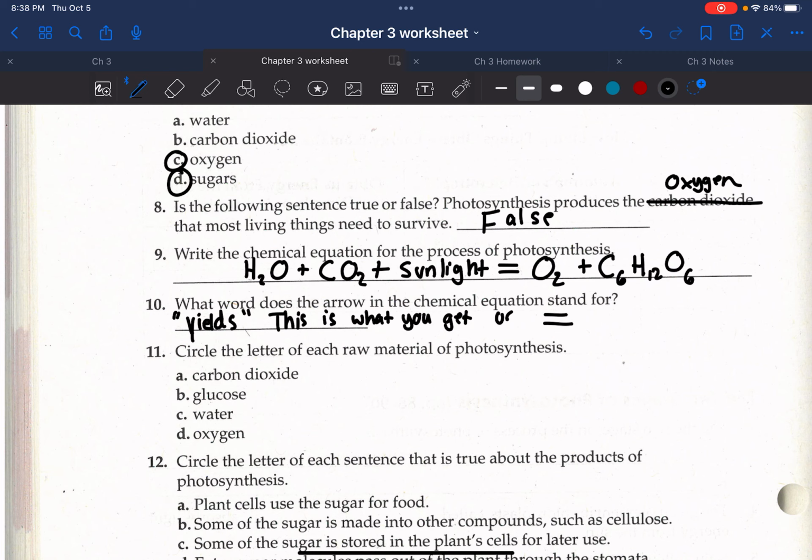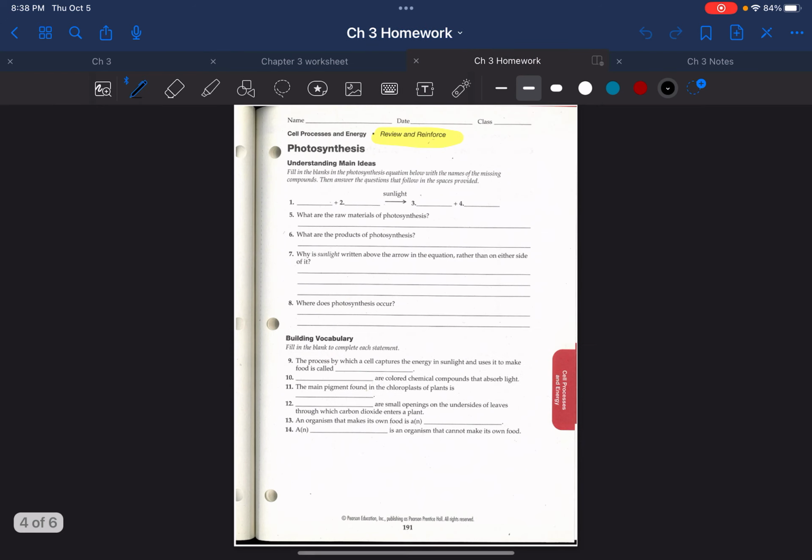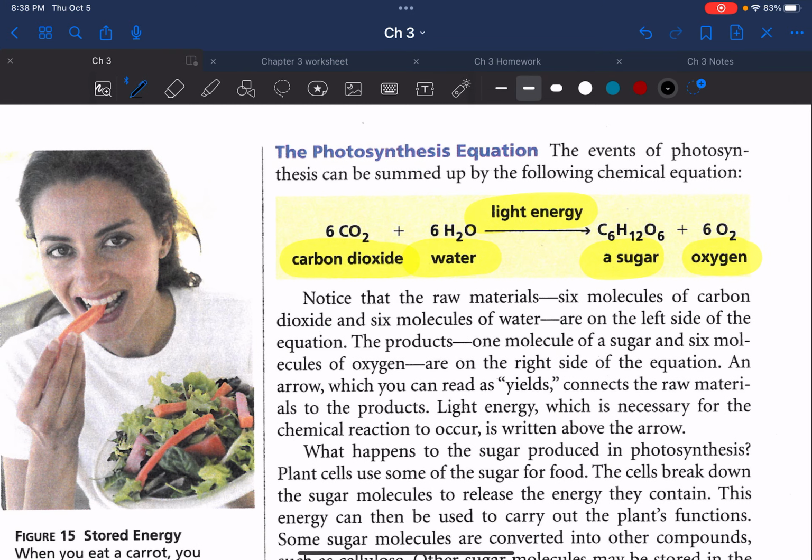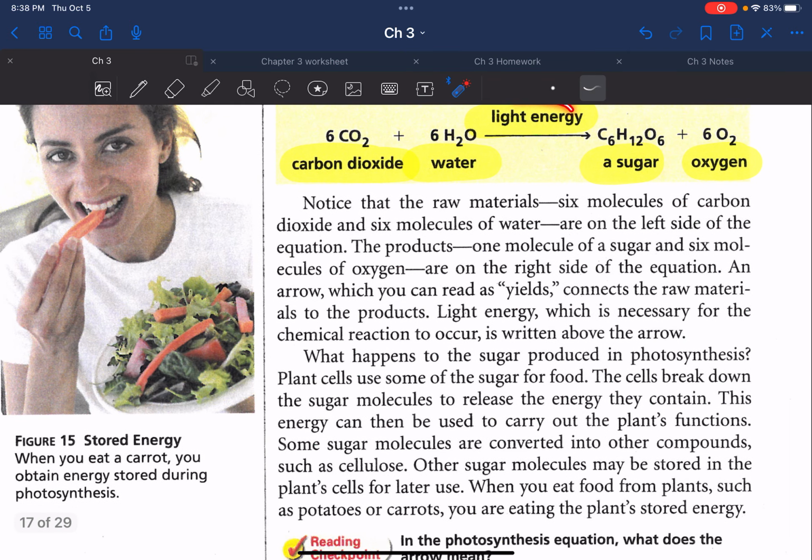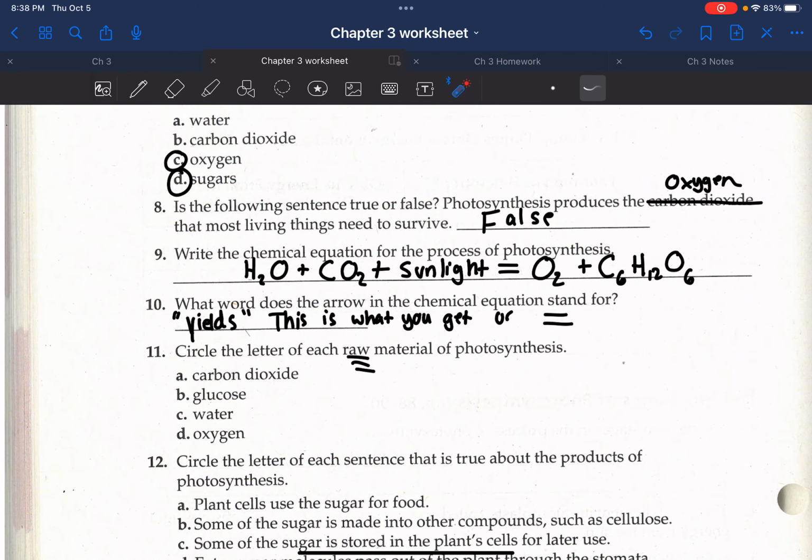Okay, circle the letter of each raw material of photosynthesis. Now, raw material, let's go back. The raw materials are the things you needed, okay? These were the things we needed. Except for I don't think they included light energy in that. I'll read it again. On the left side of the equation are the raw materials, 6 molecules of carbon and 6 molecules of water. That's what the raw materials are. Apparently sunlight's not a raw material.